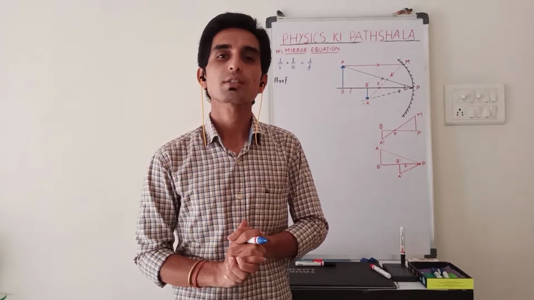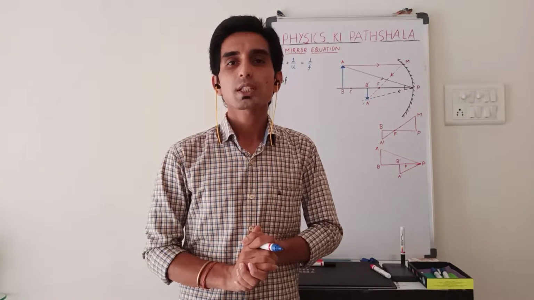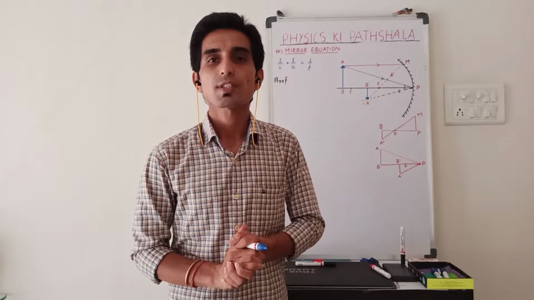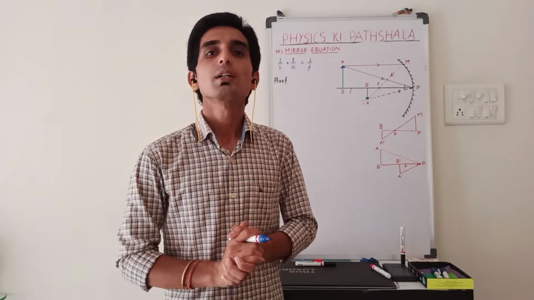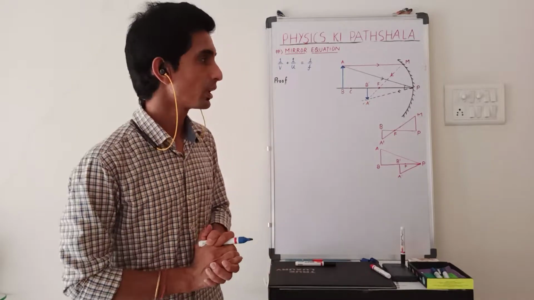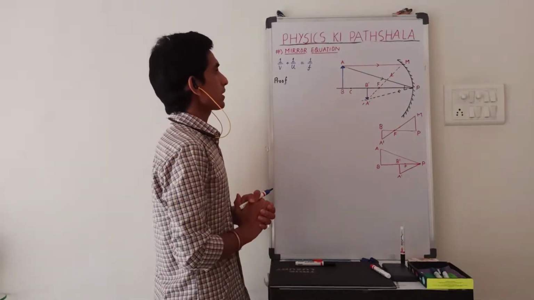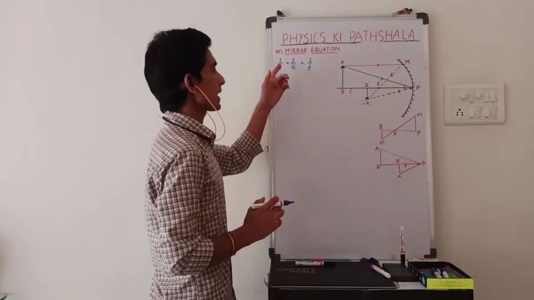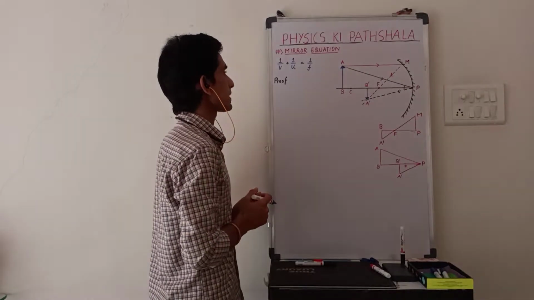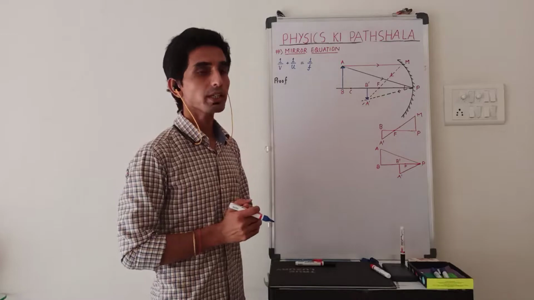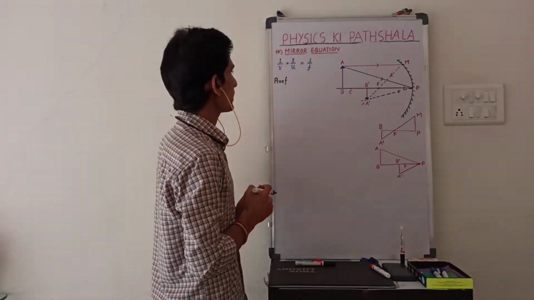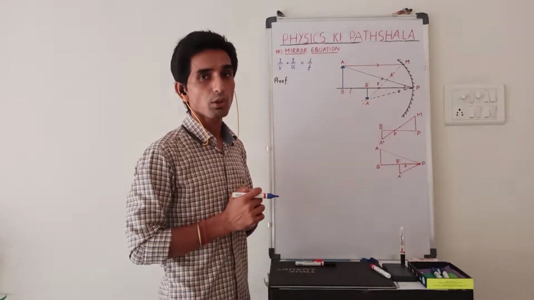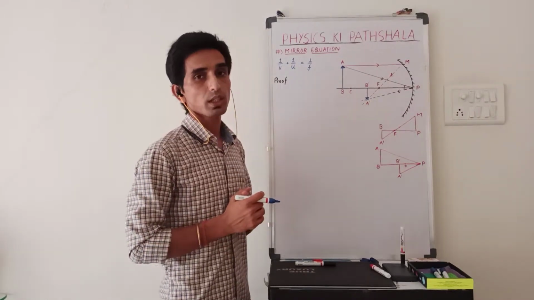This topic is taken from the optics chapter of the 10th standard of the CBSE and State Board syllabus, and today's topic is the mirror equation. Now the mirror equation is given as 1/v + 1/u = 1/f, where v is the distance of the image, u is the distance of the object, and f is the focal length.